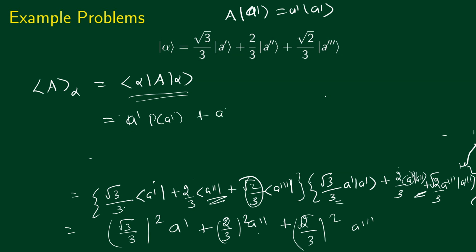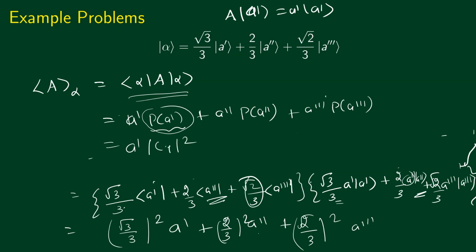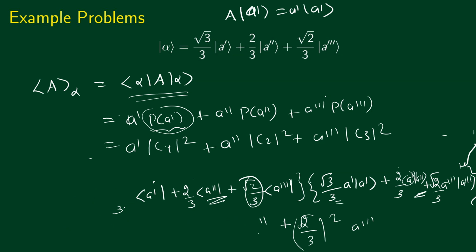Plus A double prime multiplied by probability of A double prime, plus A triple prime multiplied by probability of A triple prime. The measurement theory of quantum mechanics tells me how to calculate the probability of A prime, which is equal to modulus of C1 square. So this is A prime modulus of C1 square, plus A double prime modulus of C2 square, plus A triple prime modulus of C3 square. So that's how we calculate the expectation value of an operator. I hope it is clear.